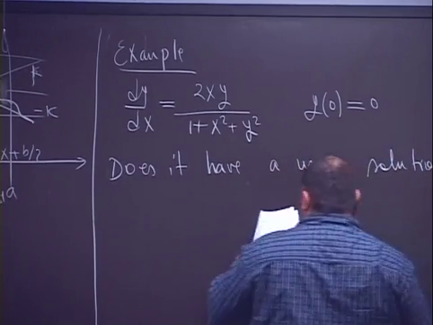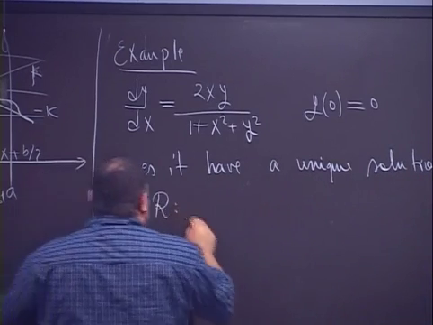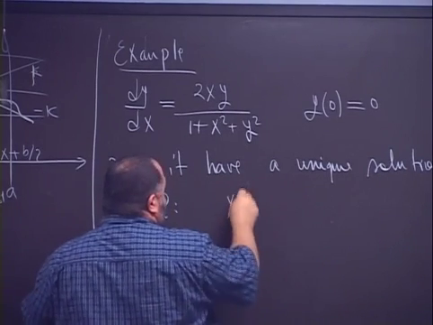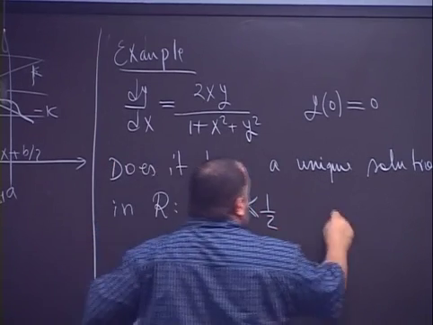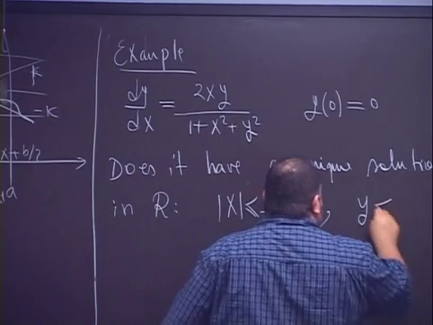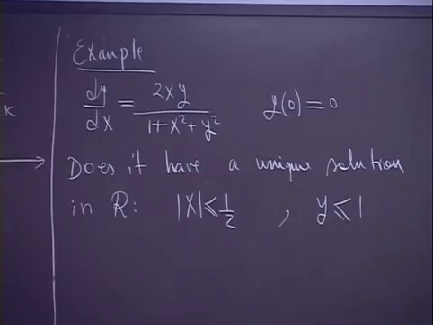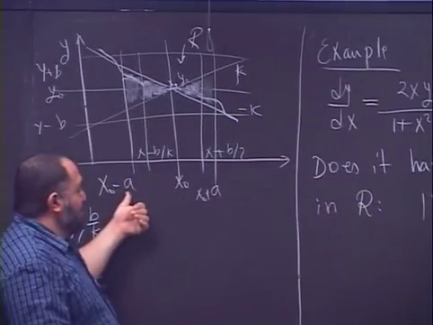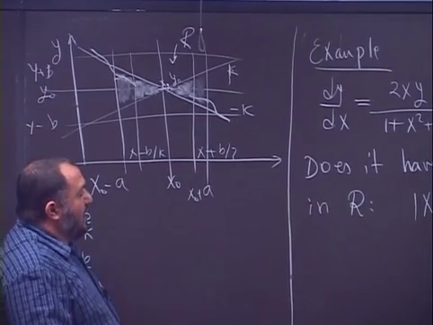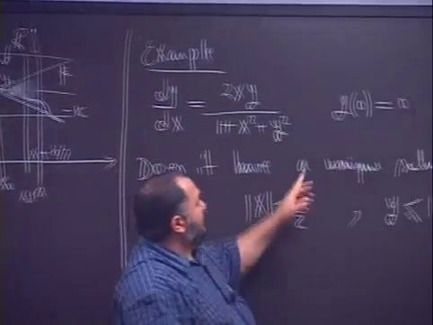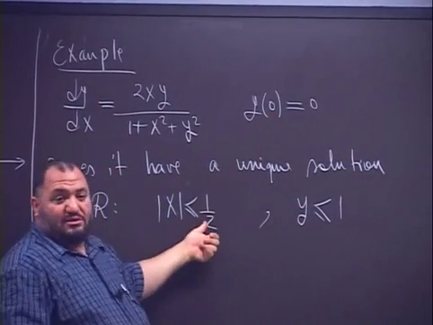A unique solution in R, where R is defined as the absolute value of x is less than or equal to a half, and the absolute value of y less than or equal to 1. So A is half here, so the absolute value of x less than or equal to half, this means that x minus x naught is what? Equal to 1 half.